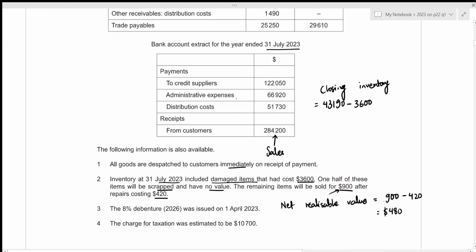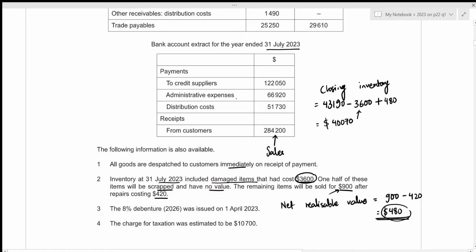And again, remember the statement: inventory should be valued at the lower of cost and its net realizable value. The cost is 3,600. The net realizable value is 480, which means that the lower is net realizable value. So this should be the value of our inventory, which is why we subtracted the initial cost. Now we will be adding our net realizable value of 480. And this gives the correct value for our closing inventory to be 40,070.